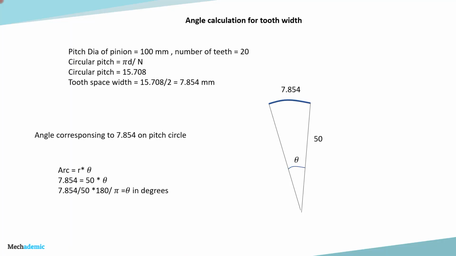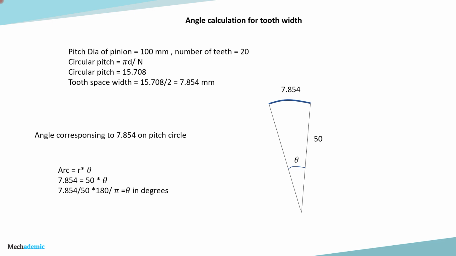The angle subtended by one tooth can be calculated by calculating the circular pitch and then dividing circular pitch by 2. The pitch dia is 100 mm of the pinion, and the number of teeth on the pinion is 20. Circular pitch is pi d divided by n. So d over here is 100, n is 20, and circular pitch is 15.708 calculated from this equation. So the tooth space width is circular pitch divided by 2.